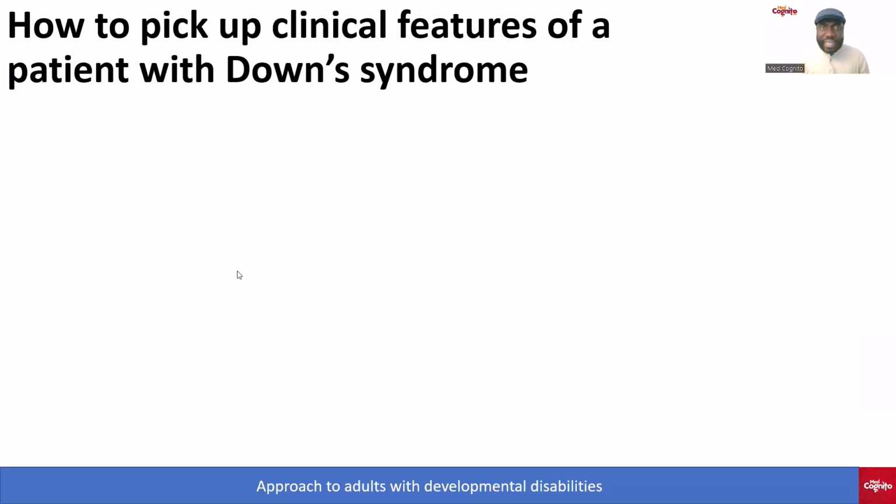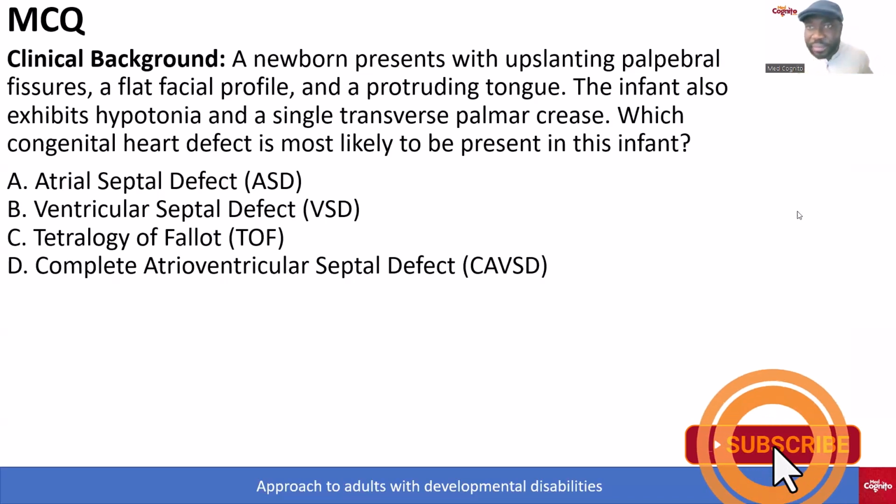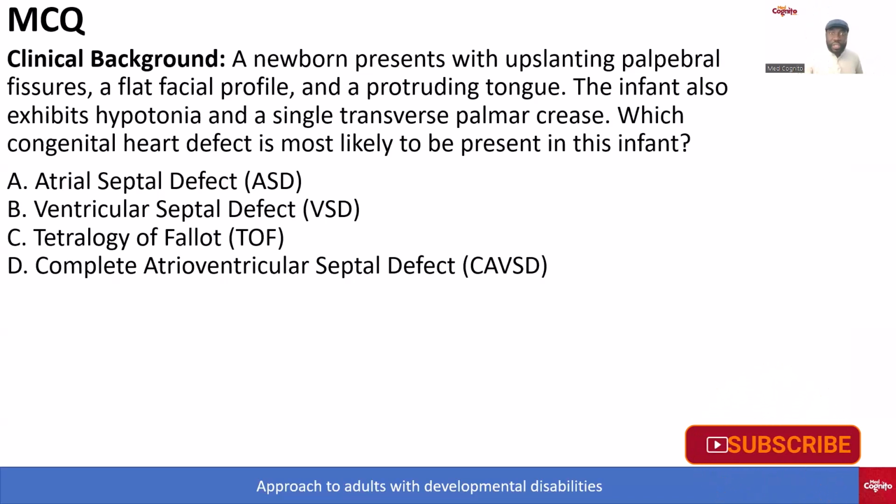The first thing is that we're going to learn how to pick up clinical features of a patient with Down syndrome. Very, very important. And we're going to do that with a question and answer format. So I want somebody to raise their hand, volunteer, and read the question in the Medcognito way. Okay, Dr. Michael, let's go. Please unmute and let's go.